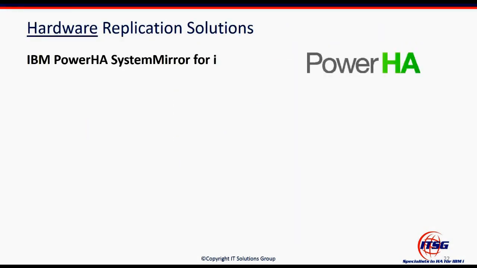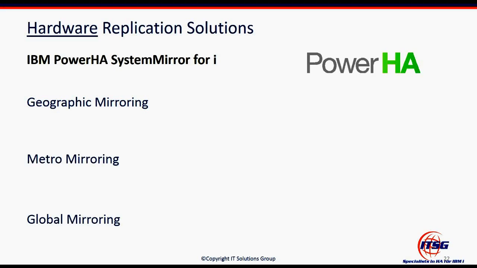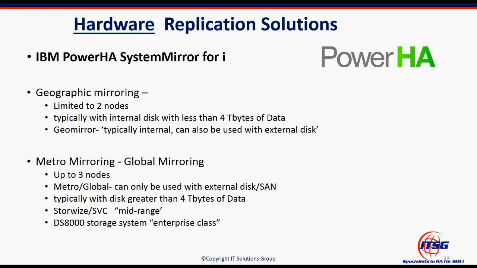IBM PowerHA SystemMirror for i has 3 different flavors: GeoMirror, Metro Mirror and Global Mirror. Geographic mirroring is limited to 2 nodes, a source and a target environment. It's typically done in a smaller environment with less than 4 terabytes of disk, and it typically uses internal disk and not external, although external disk can be used with geographic mirroring.